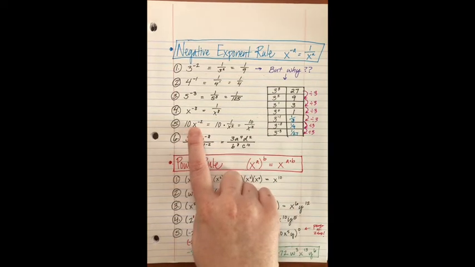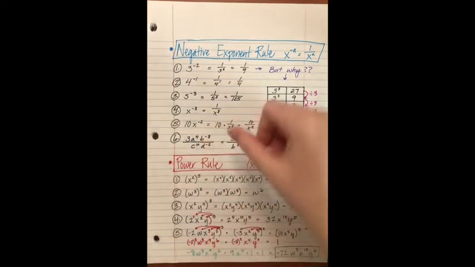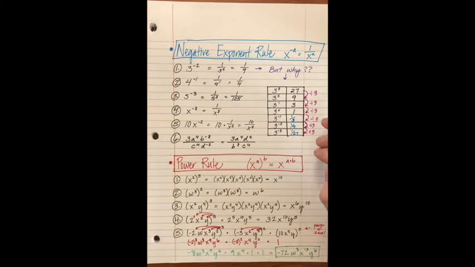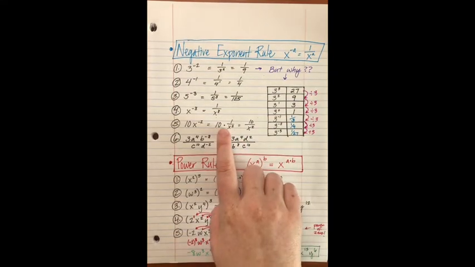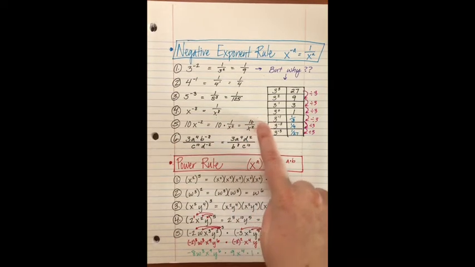So this is just 10 times, and then what we have to fix is this x to the second. So that ends up being 1 over x squared. And if you multiply that through, you can imagine 10 over 1 secretly. 10 times 1 is 10. 1 times x squared is x squared. That's your final answer.